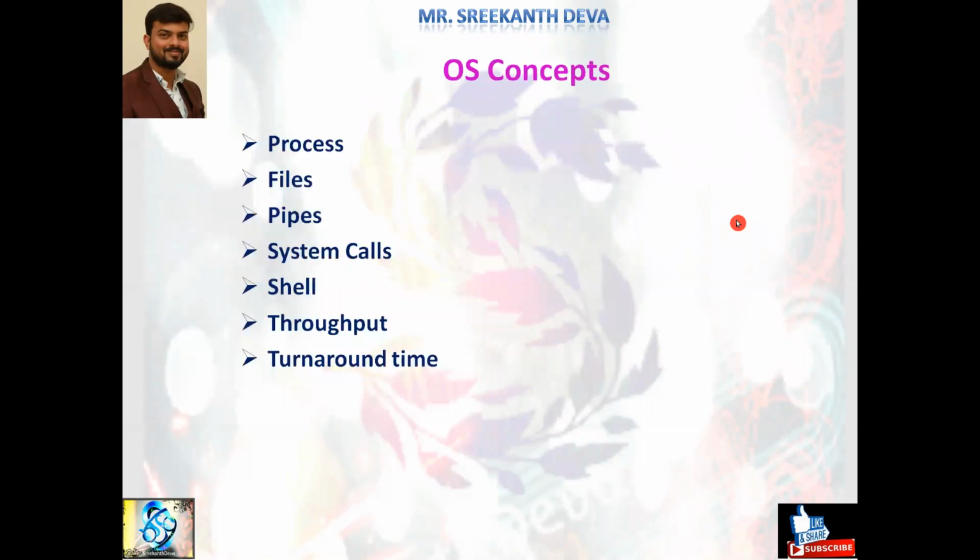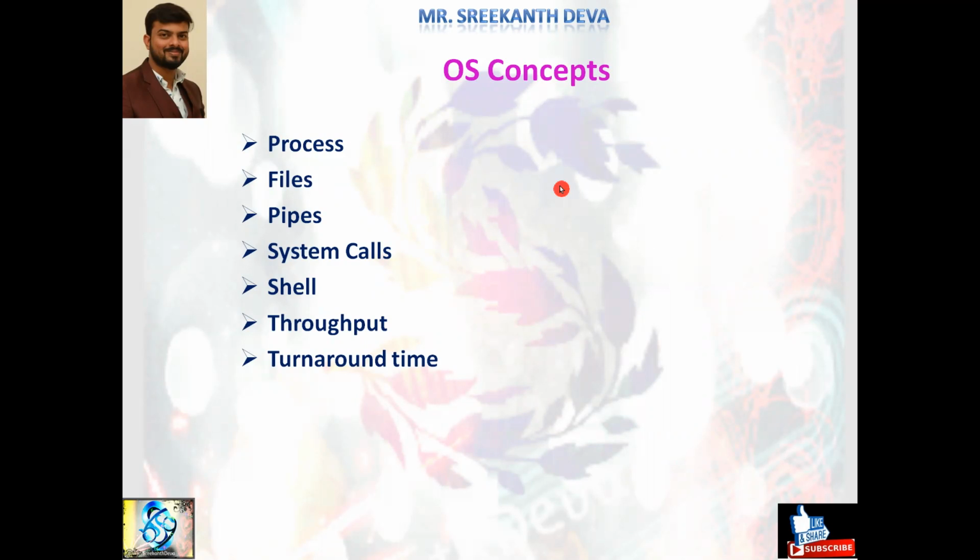Next, operating system concepts. Here you need to understand, at a basic level, the terminologies used in operating system concepts, like what is a process, what are files, pipes, system calls, shell, throughput, and turnaround time. These are very commonly used in operating system concepts.